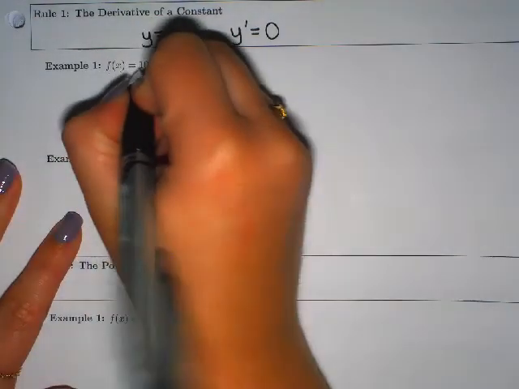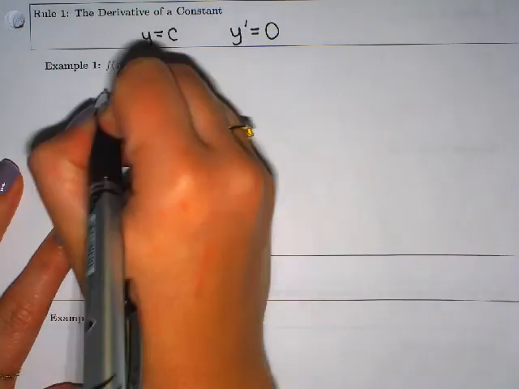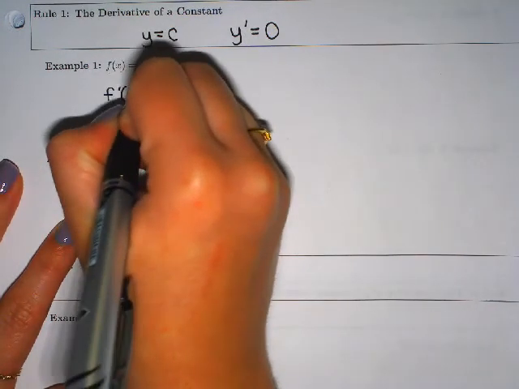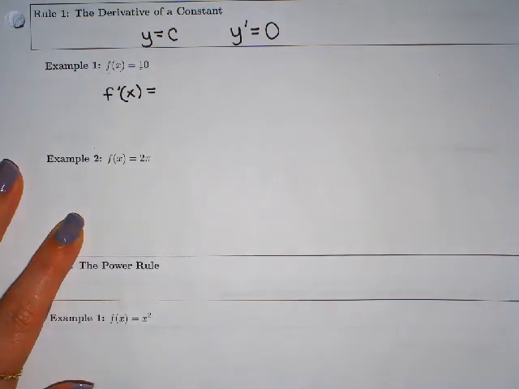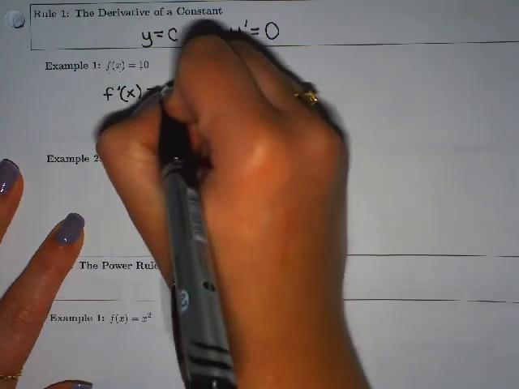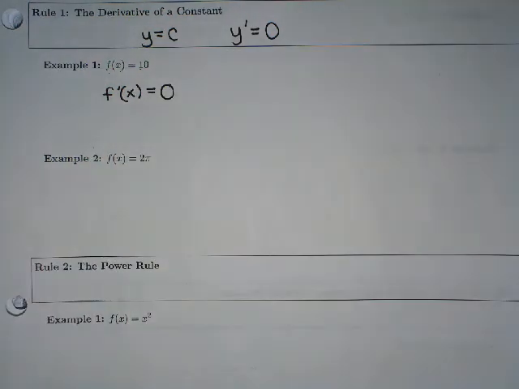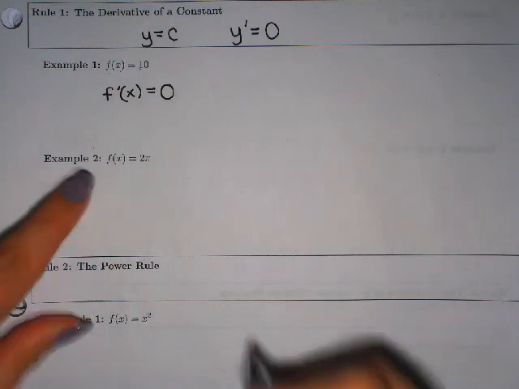Now let's use our first rule. We have f of x equals 10, so if we want to take the derivative of it, we're going to call it f prime of x. What's the derivative of 10? Well, 10 doesn't have an x in it, it's just a regular number, so its derivative is 0. We just did our first shortcut.